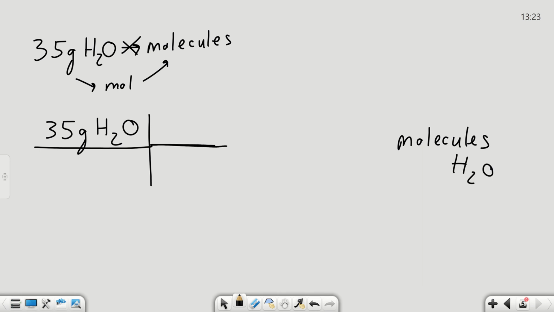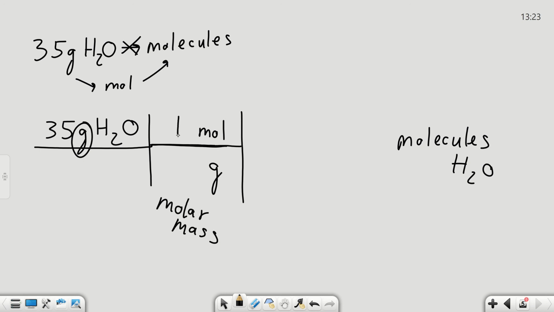So what I have to do is, since I'm in something other than the mole, I need to get to the mole. The mole is in the middle. So I'm coming from grams, going to moles. Okay? And let's take our time on this. What is this representing? This is the molar mass. Okay? I know moles will be 1.